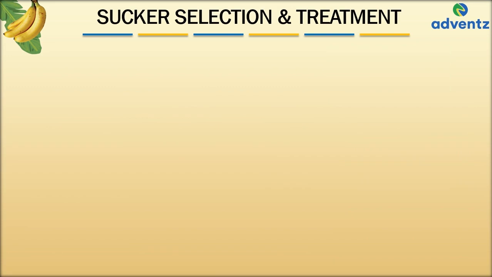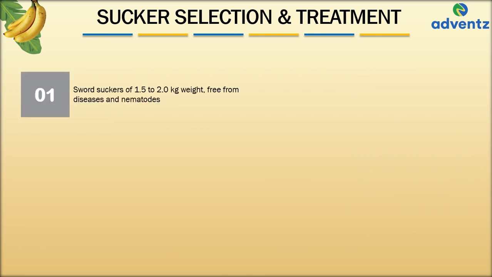Now let's understand the selection process of suckers for planting purpose and their related pest and disease control measures. Let's start with the selection process. Select sword suckers of 1.5 to 2 kg weight free from any diseases and nematodes. This will help ensure a healthy plant growth.